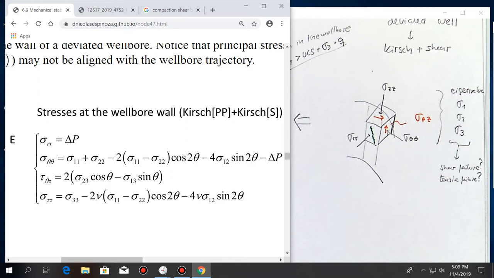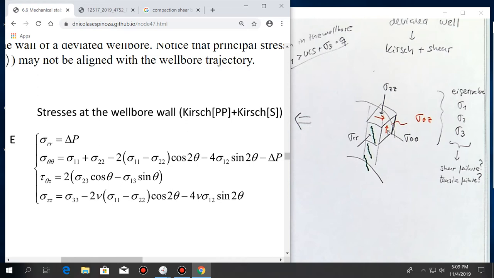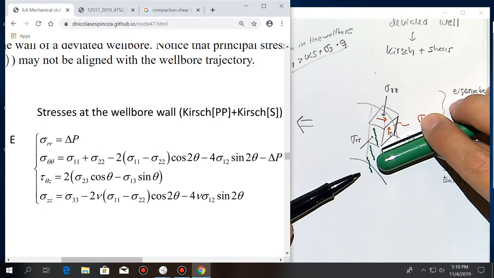And usually when you have this type of tensile fractures in wellbores, they appear like this, like what is called echelon fractures, or staircase sort of fractures. And why? Because now the minimum principal stress is in this direction, perpendicular to that. So if sigma 3 is smaller than the tensile strength, it's going to break like this.